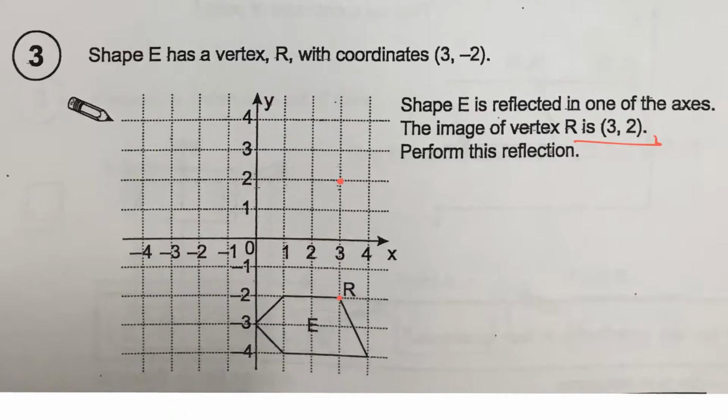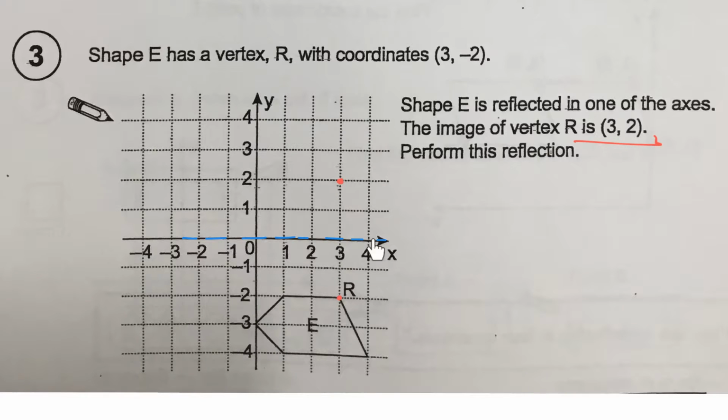Now, the question says, perform this reflection. So we need to complete the reflection. Well, intuitively, you should see that if this point R, after the reflection, has come over here, then the mirror line must be along there. The x-axis must be the mirror line, because it is symmetrical now. 2 spaces down, 2 spaces up.